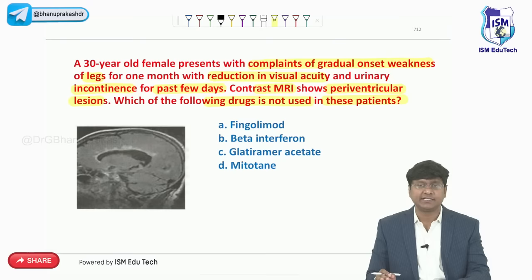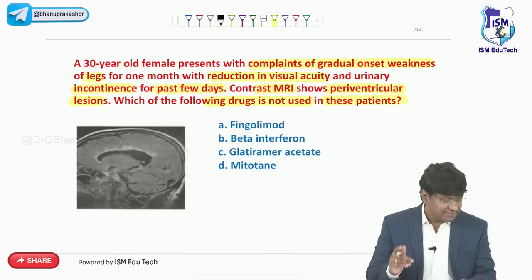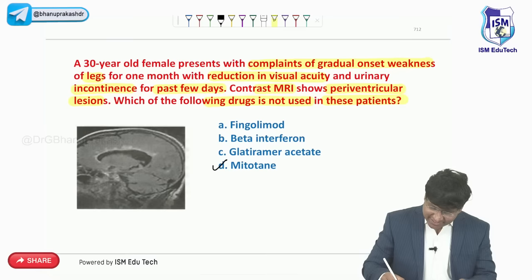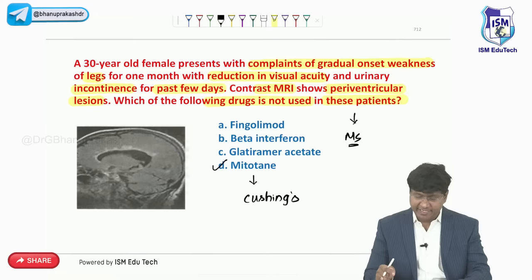Which is that you will not use? Right, we don't use mitotane. Where do we use mitotane? We use mitotane in the treatment of Cushing's, but the discussion here is about multiple sclerosis. We give fingolimod, we give beta interferon, we also give glatiramer acetate, but not mitotane.